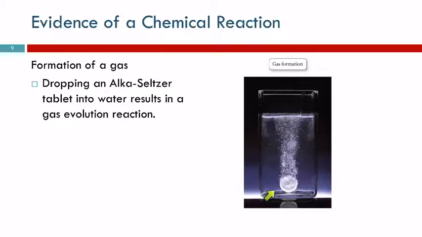You drop an Alka-Seltzer in water. What happens? It fizzes. What are the bubbles? The bubbles are a gas being formed. The substances in the Alka-Seltzer tablet are reacting with water to form a gas, and that's what we see as the bubbles coming up. Formation of a gas is evidence of a chemical reaction. The gas wasn't there before. This is a new substance being formed.